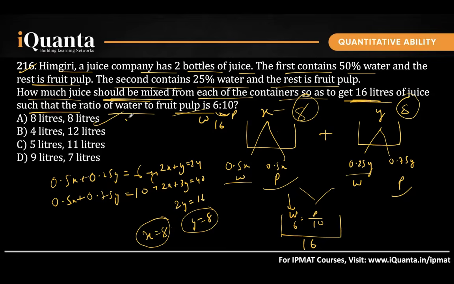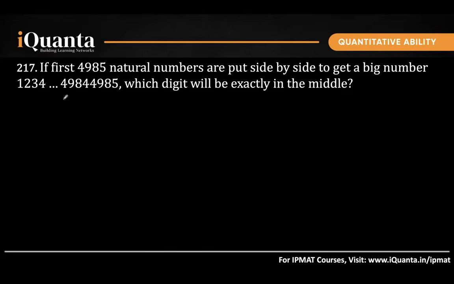Okay, easy question. I hope this is clear. This is a question on mixture and allegations. If the first 4985 natural numbers are put side by side to get a big number, like 1, 2, 3, 4, and so on, we'll get 4984, 4985. Which digit will be exactly in the middle?